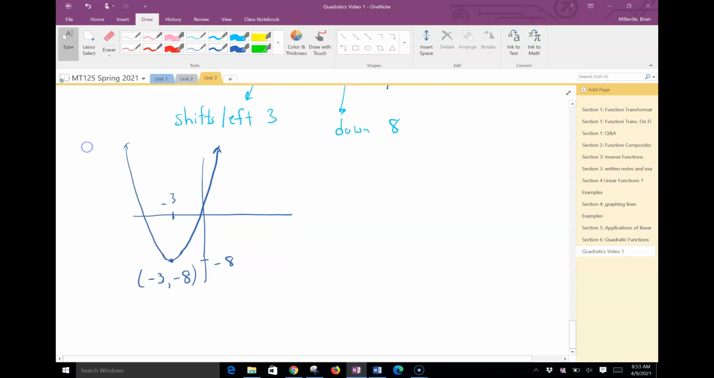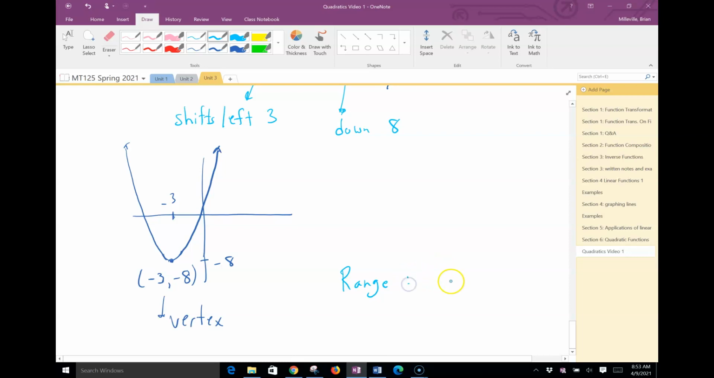Okay, and that also allows us to see what the range is. All right, so that's the coordinates of the vertex. We can also see the range on the y-axis. Where does the graph show up relative to the y-axis for this function? It shows up down to negative 8, but no lower than negative 8.